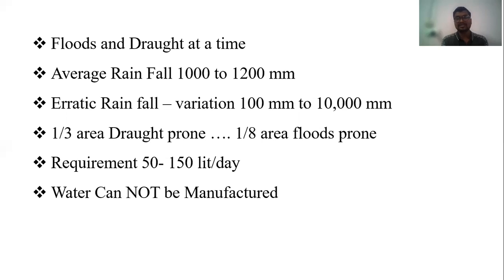So to modify those effects, that means to reduce the effect of the drought and to overcome the flood conditions, we need to go for the interbasin transfer of water. If you consider the rainfall, it varies. It shows 100 millimeters at some places and tens of thousands of millimeters at some of the places. This is the erratic condition of rainfall which is occurring in India, we can say.